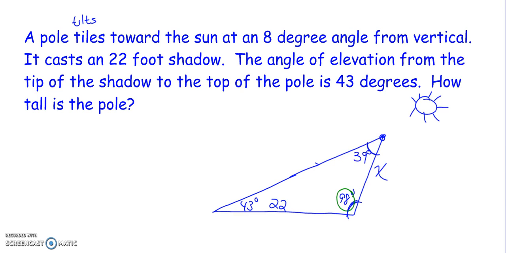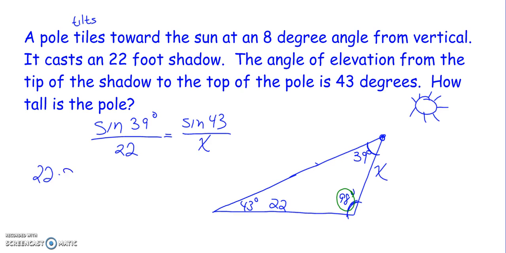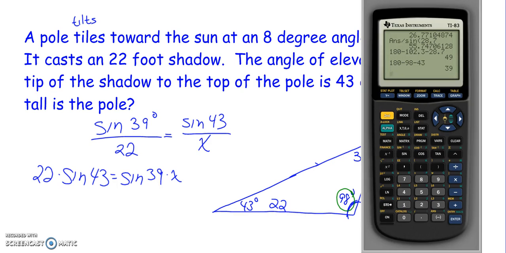Now that I know all the angles, I can use law of sines, which is going to say sine of 39 degrees over 22 is equal to the sine of 43 over, and this time I called it x. From here it's cross multiply. So 22 times sine of 43 equals sine of 39 times x, and we solve for x all on the calculator. If I want to save a little time, 22 times the sine of 43, hit enter, divide that by sine of 39, and I have a final answer: I know that that pole is 23.84 feet tall.